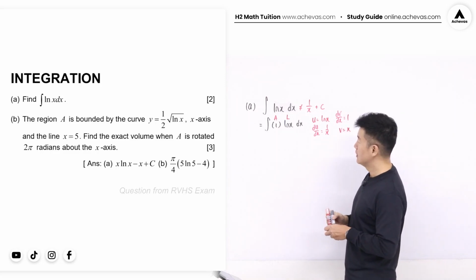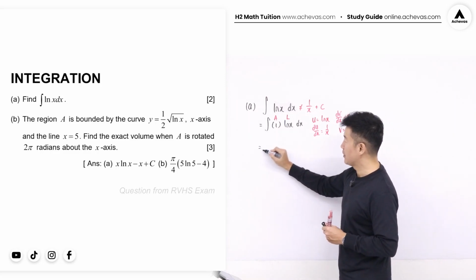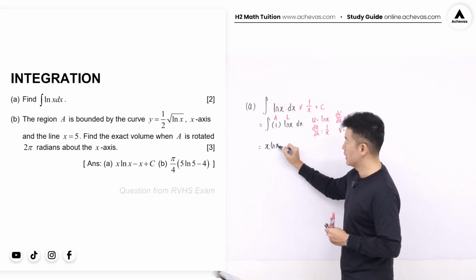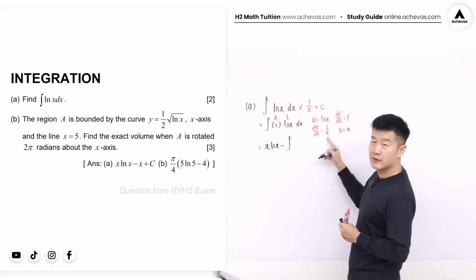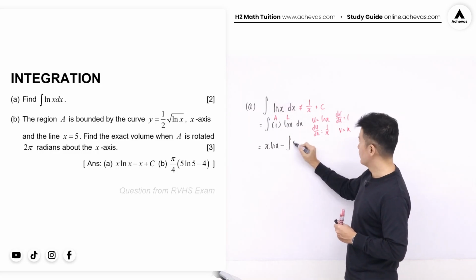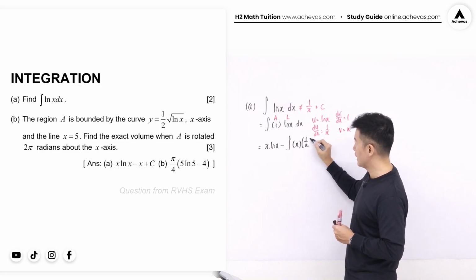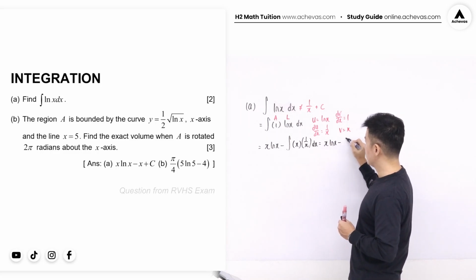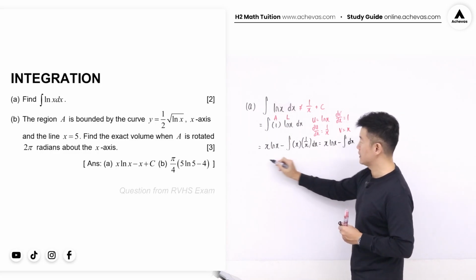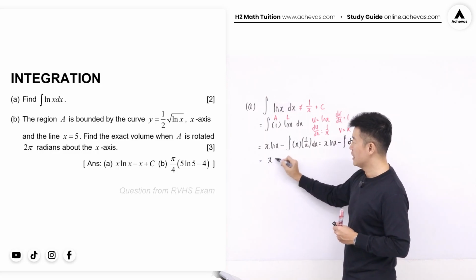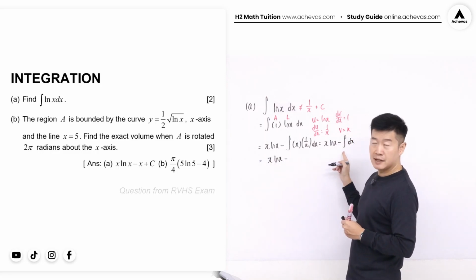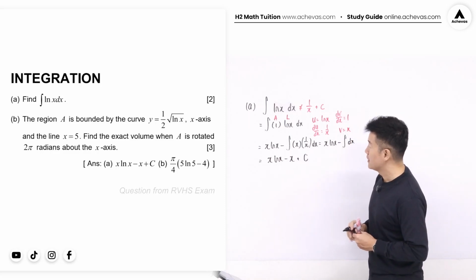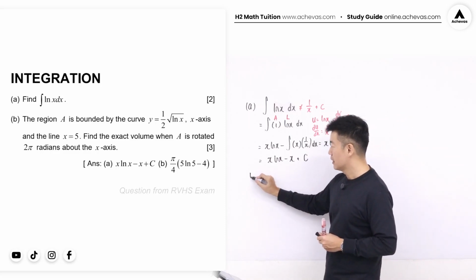So carrying out an integration by parts, it is going to be uv, this times this. So we have x ln x minus integration of v du/dx. So that will be x times 1 over x dx. And this is equal to x ln x minus integration of 1 dx. So our answer here is going to be x ln x minus x, since the integration of 1 is x. Then let's not forget about the plus c. So this is part A of the question.